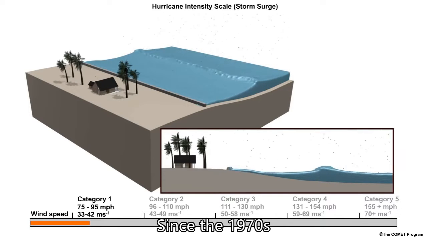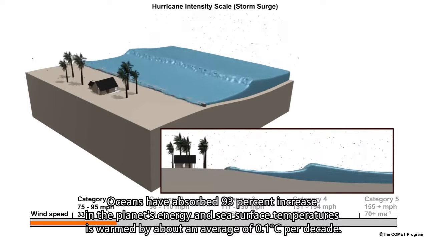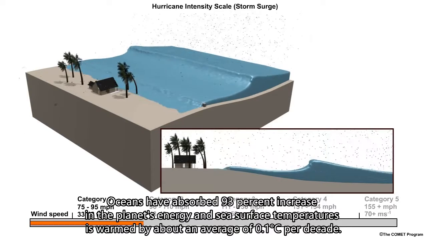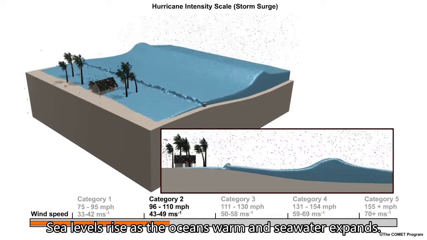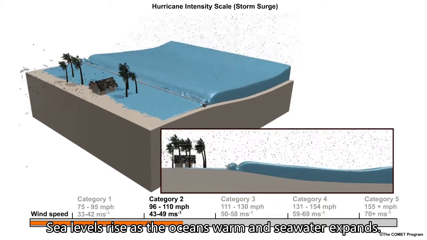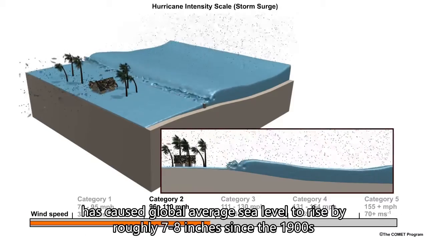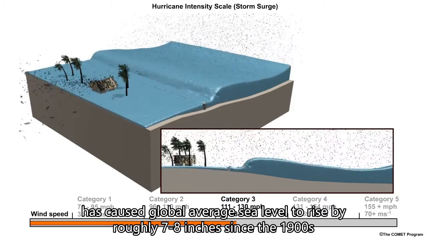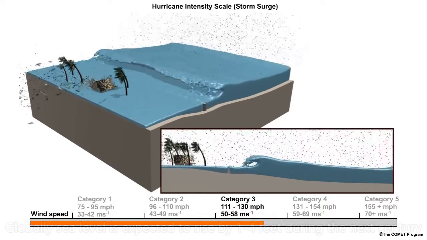Since the 1970s, oceans have absorbed 93% of the increase in the planet's energy, and sea surface temperatures have warmed by an average of about 0.1 Celsius per decade. Sea levels rise as the ocean warms and seawater expands. This expansion, combined with the melting of land-based ice, has caused global average sea level to rise by roughly 7 to 8 inches since the 1900s, and is expected to accelerate faster over time.